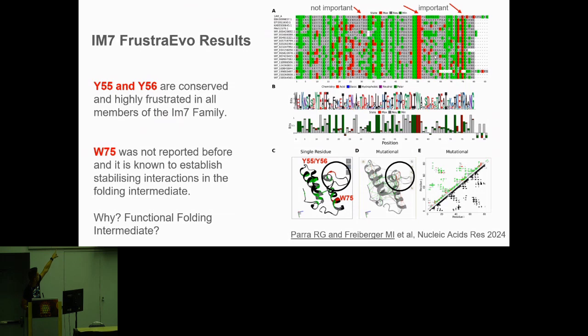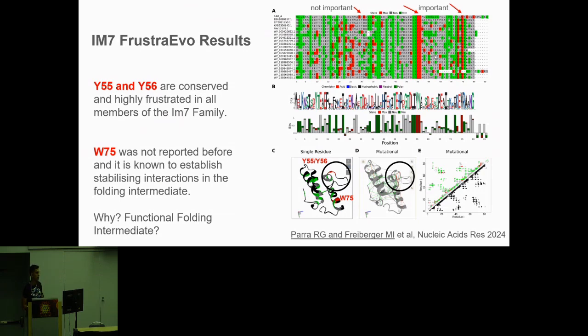But the other ones, the 2 tyrosines, are highly frustrated and conserved in all the family. But something that we didn't know, and it was not reported in 2007, was this tryptophan in position 75 that is highly frustrated in most of the members of the family. We checked the literature, and we observed that this tryptophan actually is important to stabilize the folding intermediate.